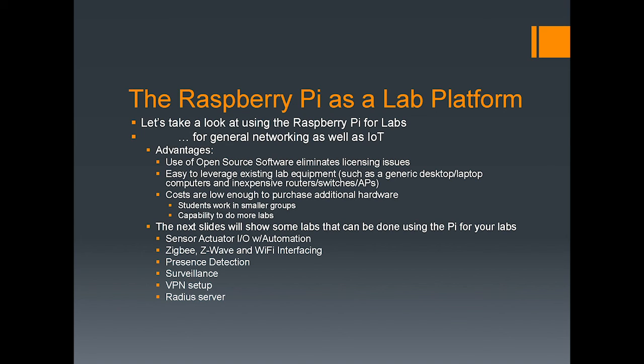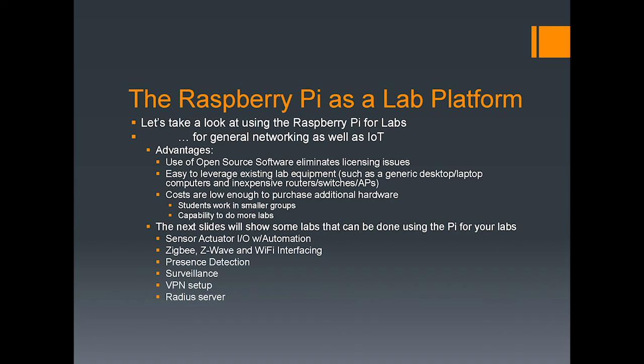It's easy to leverage existing lab equipment that most IT programs have. You usually have hand-me-down laptops, at least, and some inexpensive Cisco or Linksys networking type equipment. So there's no real investment there. And the cost of the Raspberry Pis themselves, and as I'll show later, some of the things you can hook up to it are low enough so that you can easily afford enough sets that you don't have to have groups of 3 or 4 using them. You can have groups of 2. You can buy multiple sets of hardware. So that helps out as well.